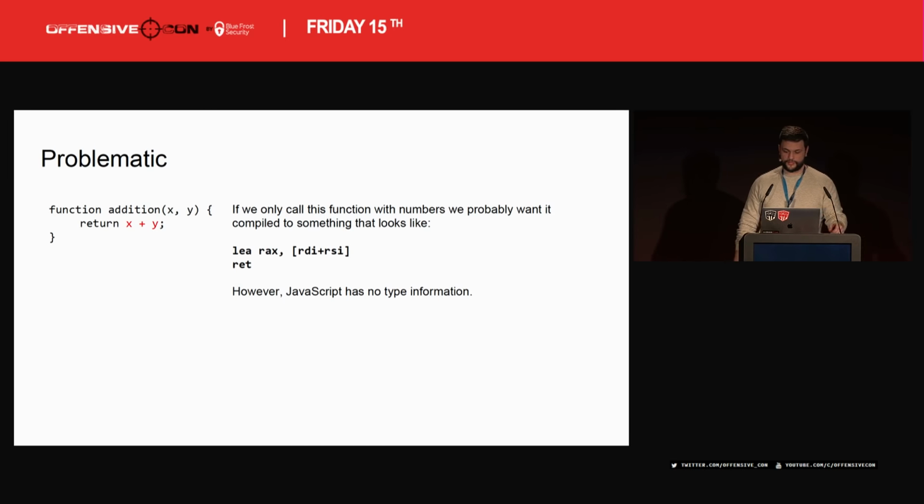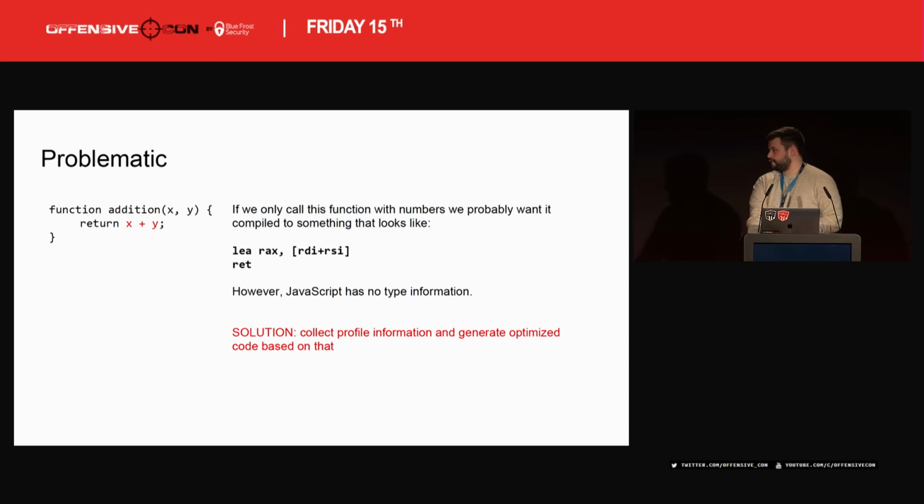So 2 assembly instructions, but we don't have type information. We don't have anything that tells us these are going to be integer values. The solution to that is called profiling. Whenever you run in the interpreter, you gather profile information about the type of parameters and such, and that allows you to do some optimization.